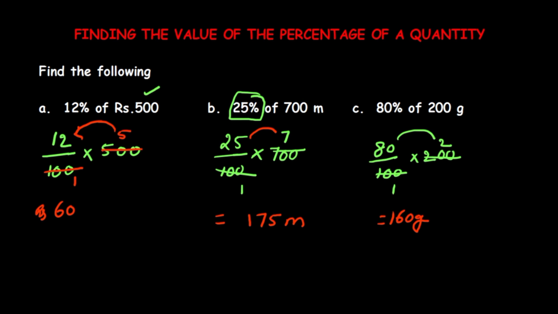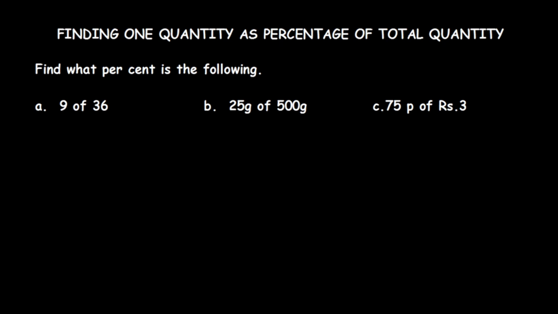The next model, the last model, is 9 of 36. Find what percent is the following. So what is the concept here? Finding one quantity as the percentage of the whole quantity. For example, 9 of 36 means what percentage is 9 out of 36. For example, a student got 9 marks out of 36. Then how to find the percentage? That is the main content here.